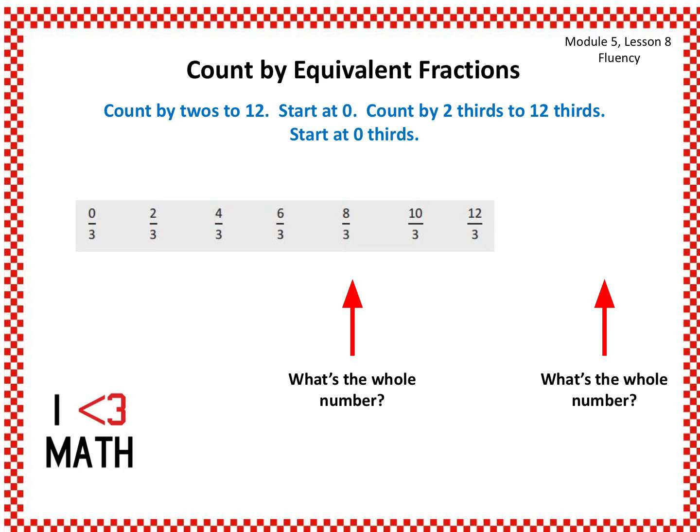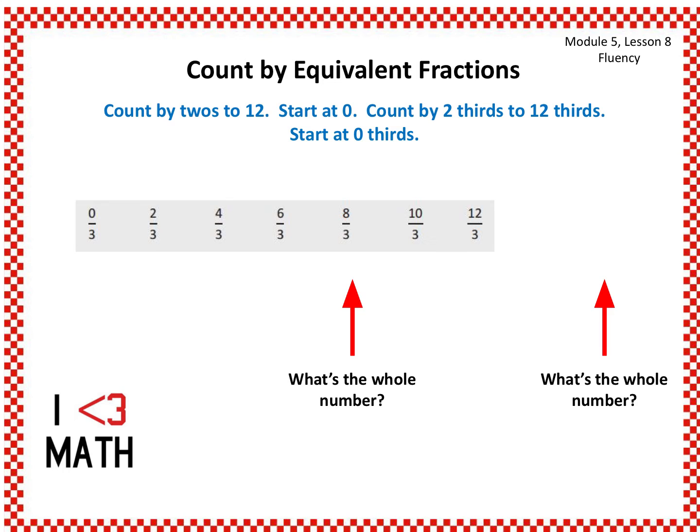All right, now you may notice that my little arrows are in the wrong spot. I didn't catch that. So we're going to count by 2s to 12. Really simple, just by 2s. So let's go do that together. 2, 4, 6, 8, 10, 12. Now we're going to start at 0 and we're going to count by 2/3 to 12/3. So we're going to still use the 2, 4, 6, 8, 10, 12, but we're just going to say we have the number of thirds instead. So we start at 0/3. We have 2/3, 4/3, 6/3, 8/3, 10/3, and 12/3.